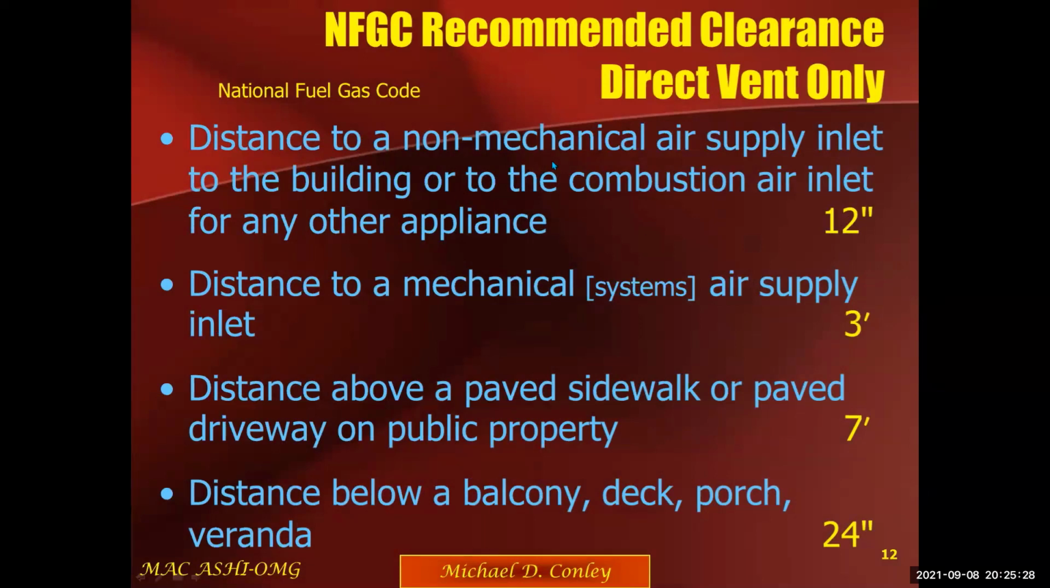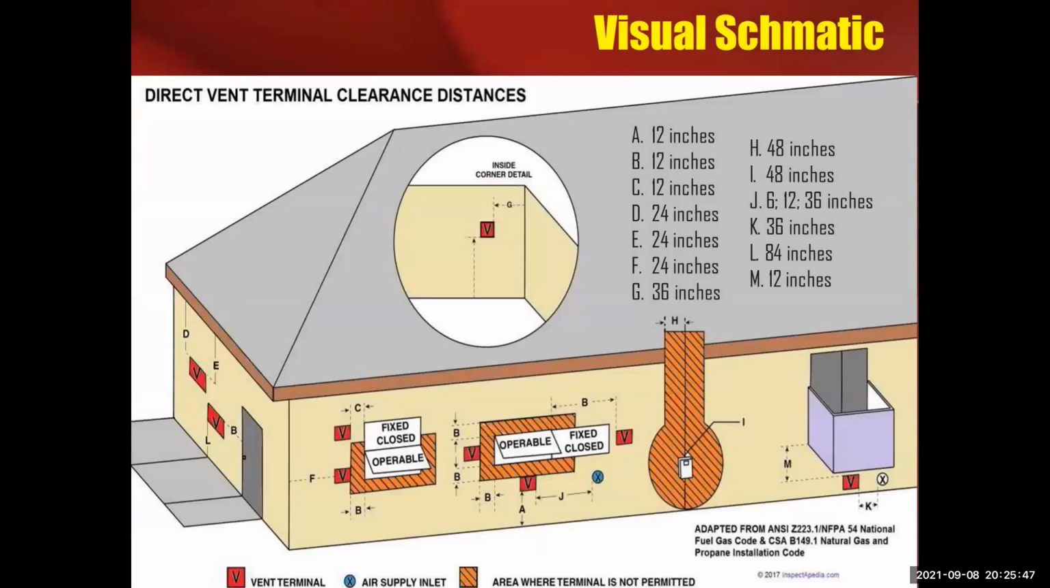Distance to a non-mechanical air supply inlet to the building, 12 inches. To a mechanical air supply inlet, 3 feet. Above a paved sidewalk, 7 feet. Obviously, that's going to be where foot traffic is. Distance below a balcony, deck, porch, and so forth, 2 feet. And here's a schematic of what I just talked about. If you line up the letters that you see here in various locations and take a look at what it says, it kind of reinforces what we just covered. This would be a great picture to have when you're inspecting because you could refer to it.